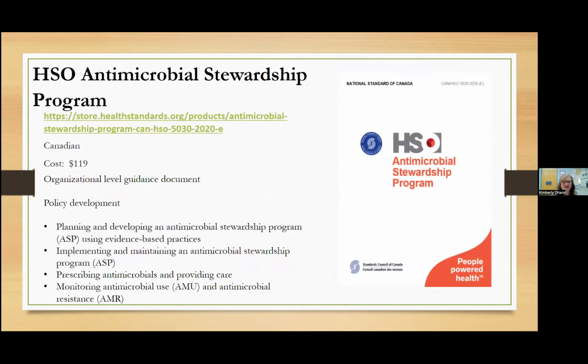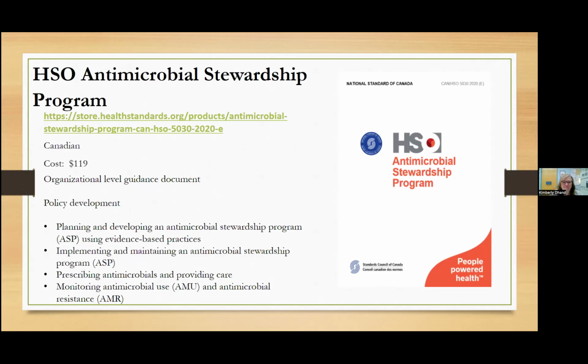Okay, so that's enough about the Ontario public health program. This is the HSO Antimicrobial Stewardship Program, which I'll just briefly discuss. I found this as well. We were looking through accreditation resources, and this particular document is more at the organizational level or policy development level. So it is helpful if it's somebody in a position that's trying to do policy development or things along those lines. It can be helpful, but it also has some other really good resources in it as well.